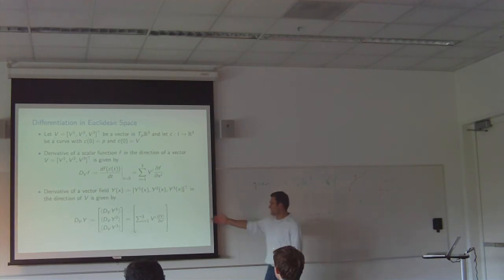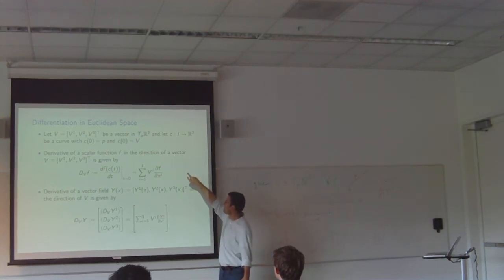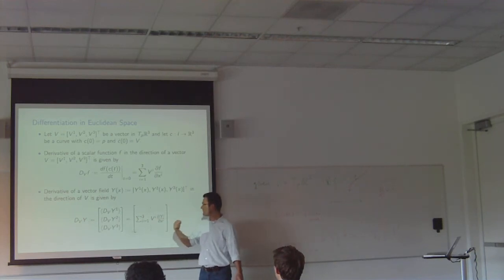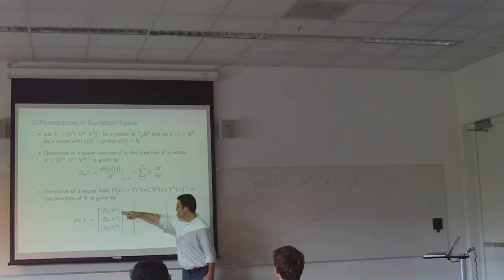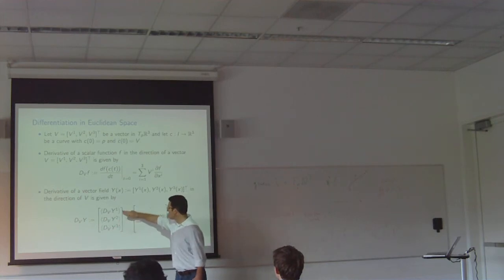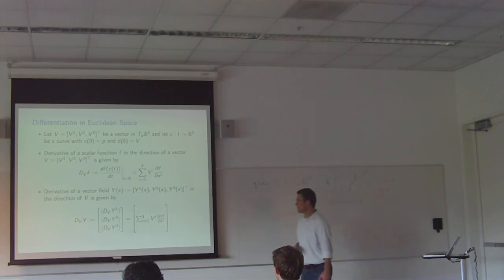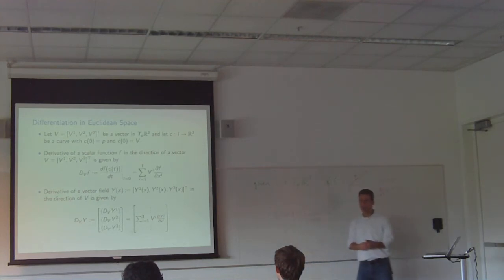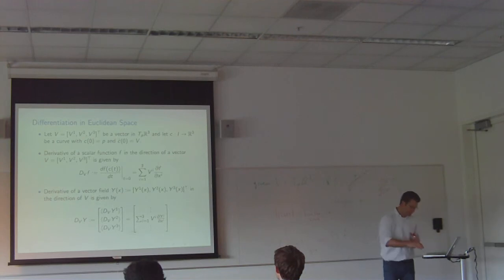All right, so how do you get this formula? Well, you do the same procedure as above. You evaluate the functions y1, y2, and y3 on the curve, and then you differentiate at t equals 0. Out come the 3 different derivatives of the 3 different components of the functions y1, y2, y3. Okay? So this is how you differentiate vectors in R3. So it fits together nicely.